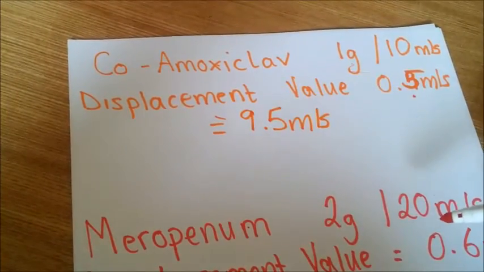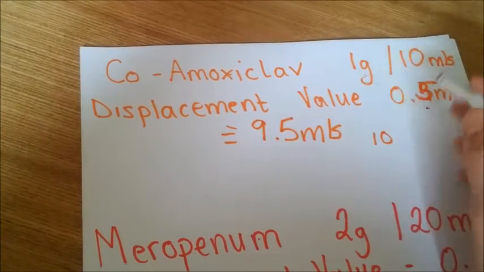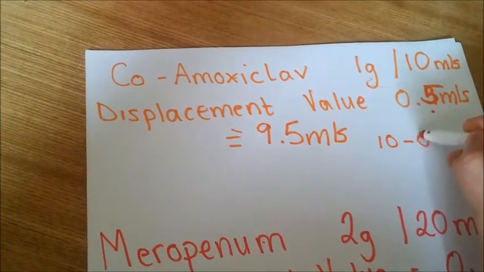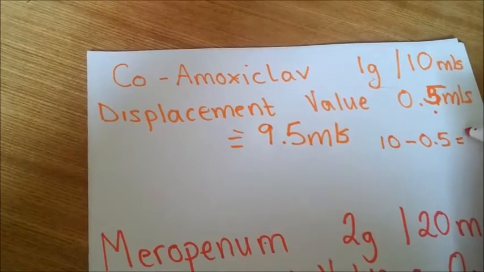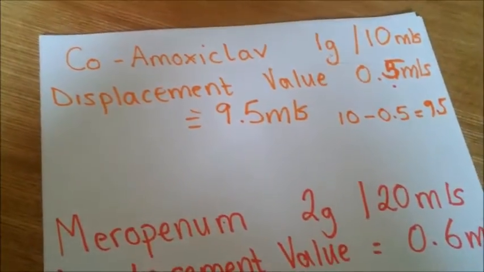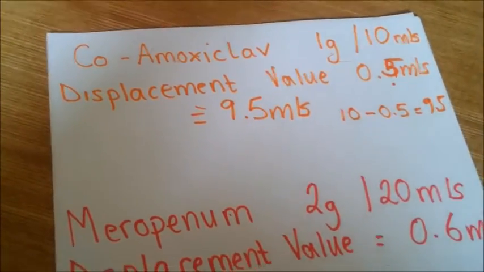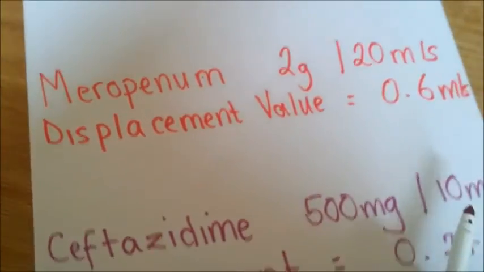Another way of doing this, if that's confusing, is just to do 10, which is your mils, minus 0.5, and you'll get that 9.5 answer. That one I can do in my head, so it's up to you, whatever you find easiest. This is the next one.